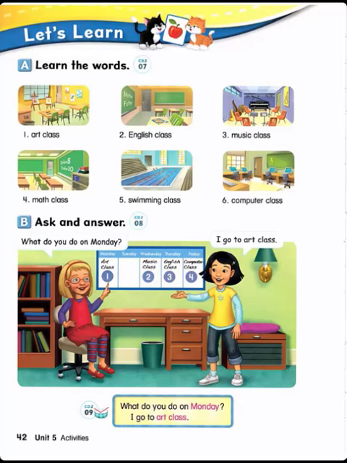Page 42. B. Ask and answer. What do you do on Monday? I go to art class. Number 1. What do you do on Monday? I go to art class. Number 2. What do you do on Wednesday? I go to music class. Number 3. What do you do on Thursday? I go to English class. Number 4. What do you do on Friday? I go to computer class.